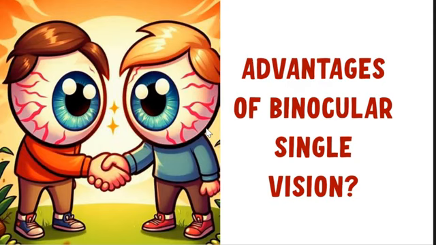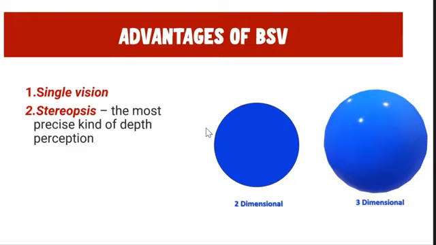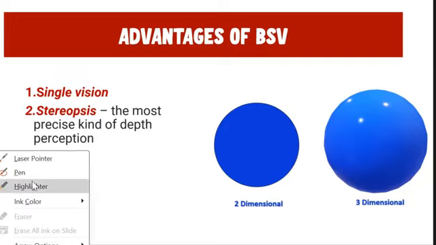Now let us talk about the advantages of the binocular single vision. So why is it important? Binocular single vision, it's right there in the name. It actually helps us to see single images. Otherwise, we will have diplopia, right? So first advantage is the advantage of single vision. The second advantage is that of stereopsis.